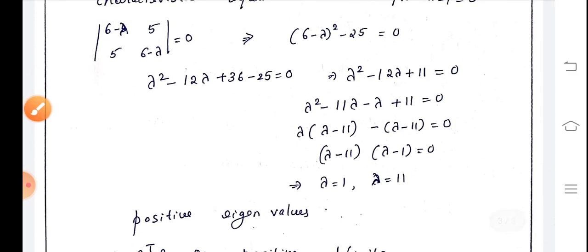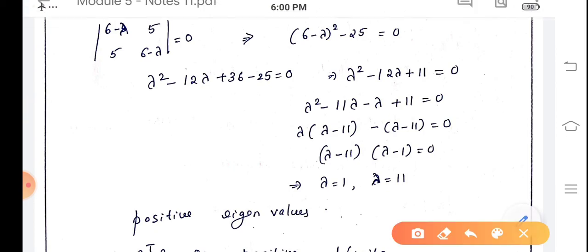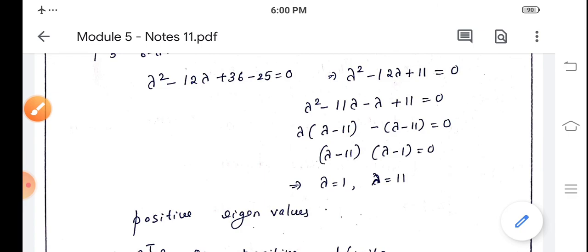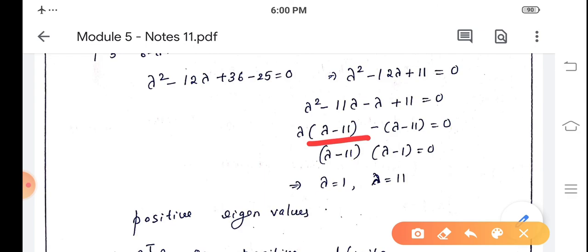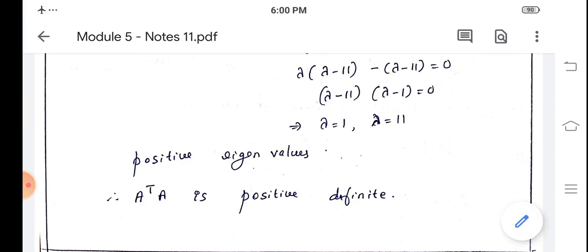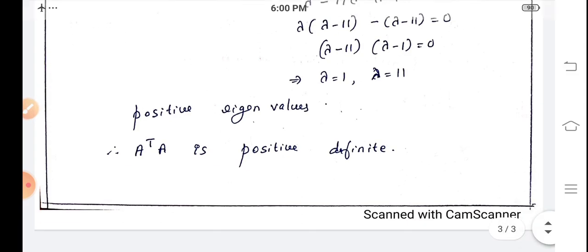We can factorize this to find lambda values. We factorize like this. It is lambda square minus 11 lambda minus lambda plus 11 equal to 0, or it will be lambda into (lambda minus 11) minus 1 into (lambda minus 11) equal to 0. So this gives two values. The lambda values are 1 and 11. So these are the eigenvalues. The eigenvalues are positive. Since the eigenvalues of A transpose A are positive, we can say that A transpose A is positive definite.